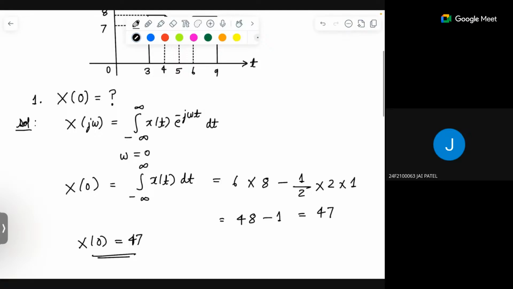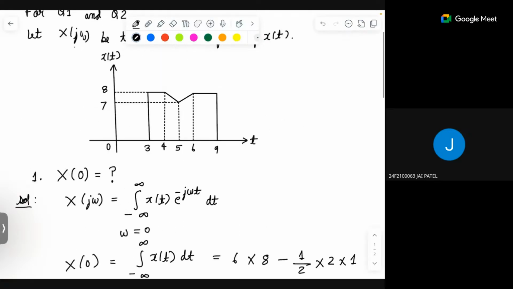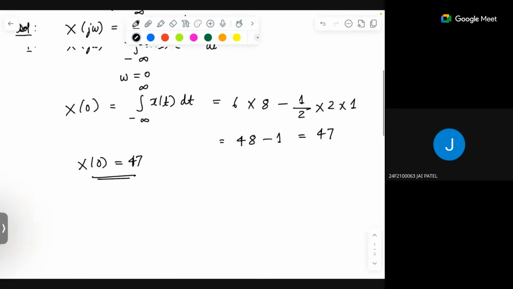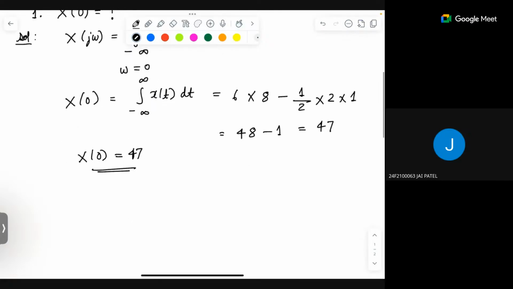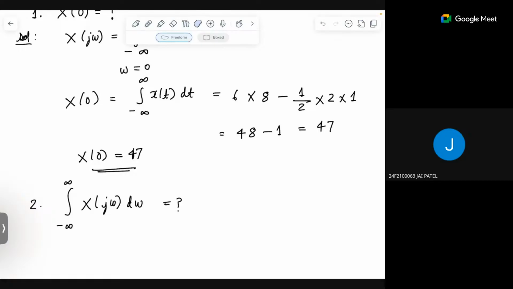Okay. Now the next question is also based on this, so you will have to use this figure. In the second question you have to find the integral of capital X of j omega d omega from minus infinity to infinity. So now you have to find the area under the Fourier transform. I will give you a hint: you can try using the inverse Fourier transform equation for this.